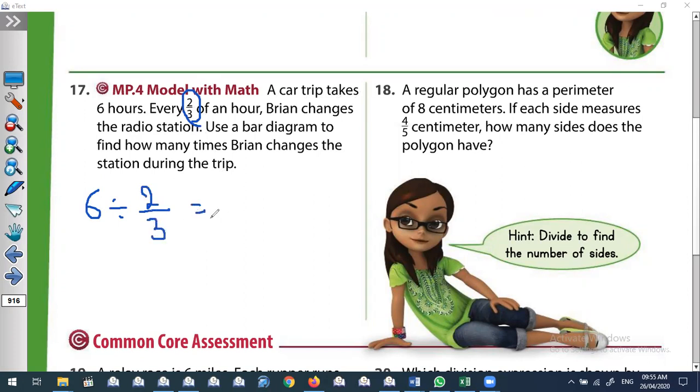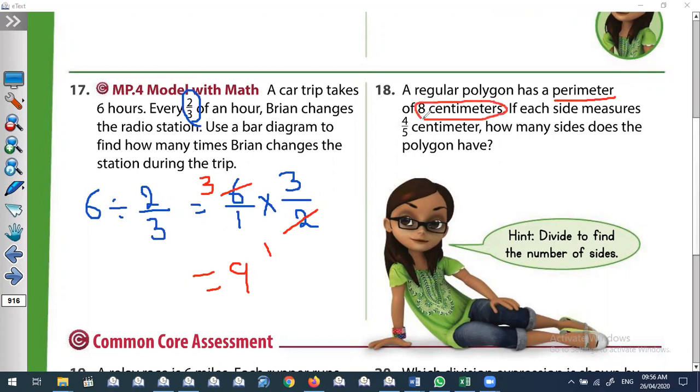As usual, drop, change, flip. 6 over 1, change, flip, 2 over 3 will be 3 over 2. If you need to simplify, let's simplify. 6 and 2, both of them are in table 2. 2 divided by 2 is 1. 6 divided by 2 is 3. Now, 3 by 3 is 9. The answer is 9.